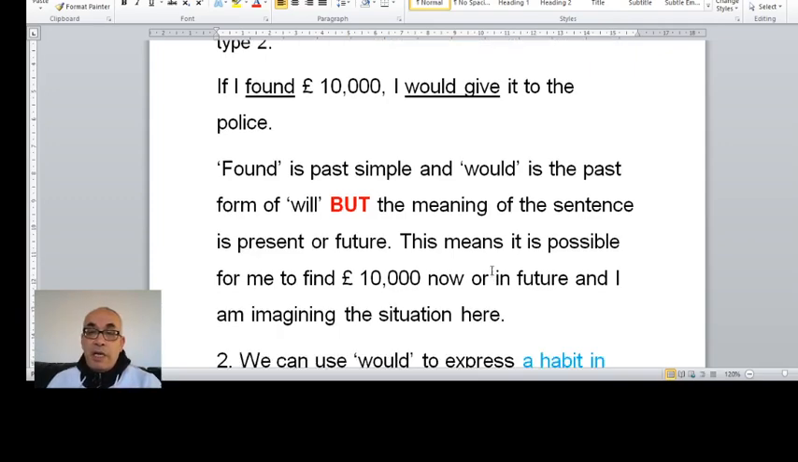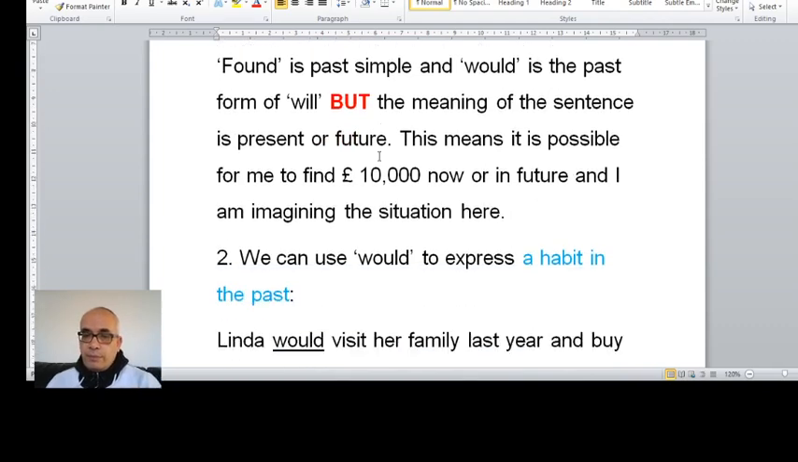This means, what is the meaning of the sentence? It is possible for me to find 10,000 pounds now or in the future. And I am imagining the situation. I am imagining it. Maybe it happens, maybe it doesn't happen. So I repeat, found and would, they look past, but the meaning in the sentence is present or future.